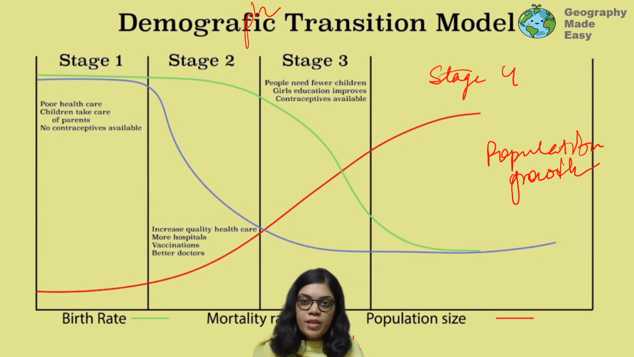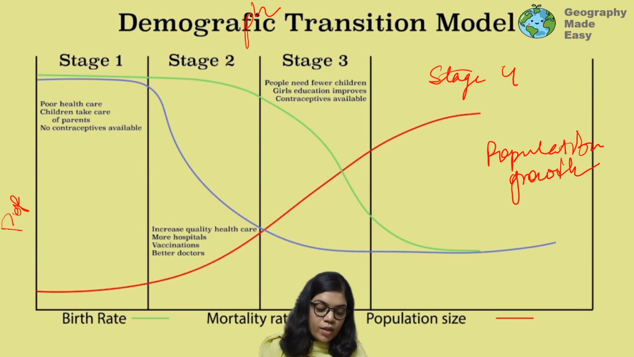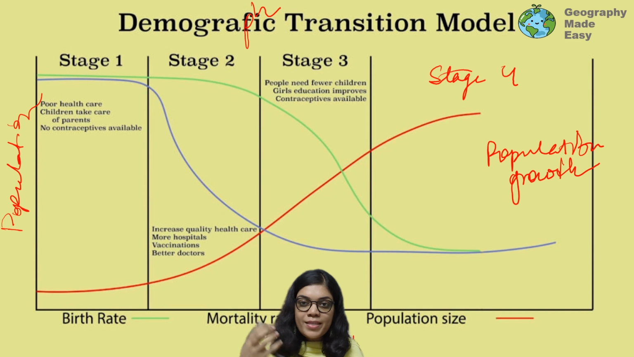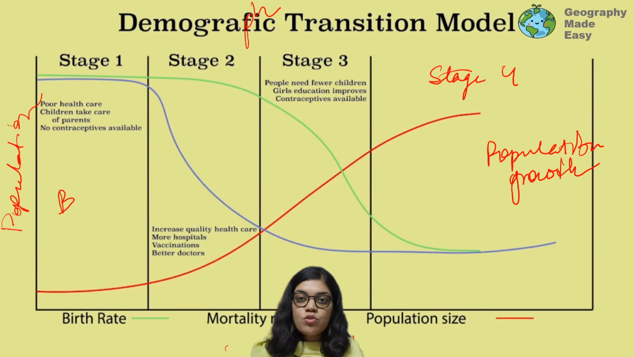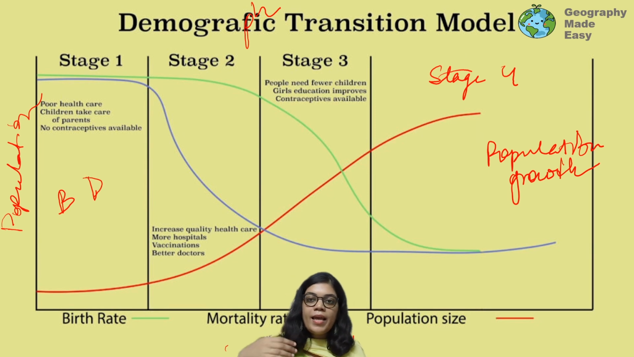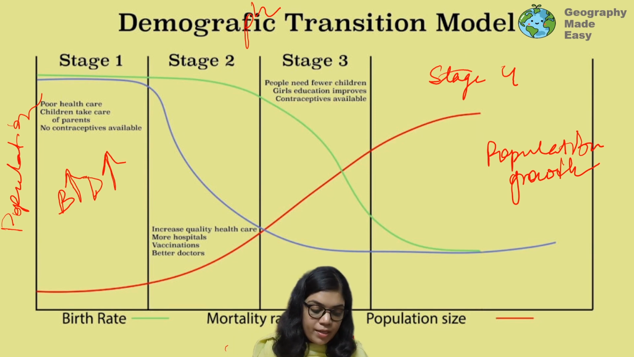So what is the meaning of stage 1? Stage 1 is when the birth rate and the death rate are high, which means that the growth of population is low. Why? Because a lot of children are being born and a lot of people are also dying. So birth and death are very high. So it kind of balances the extra persons which can be created.